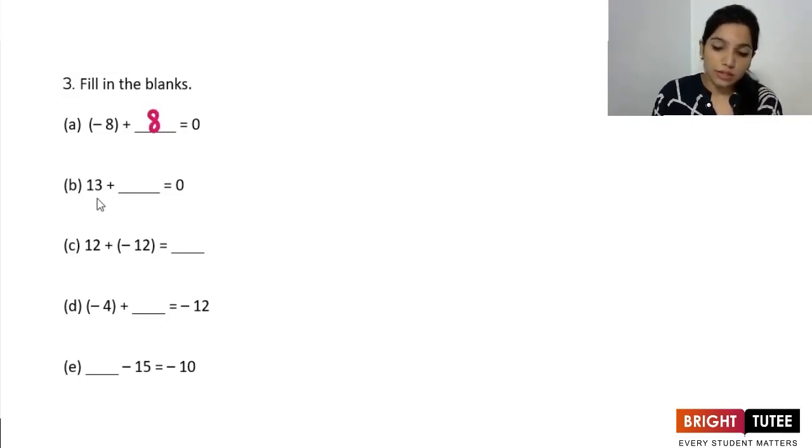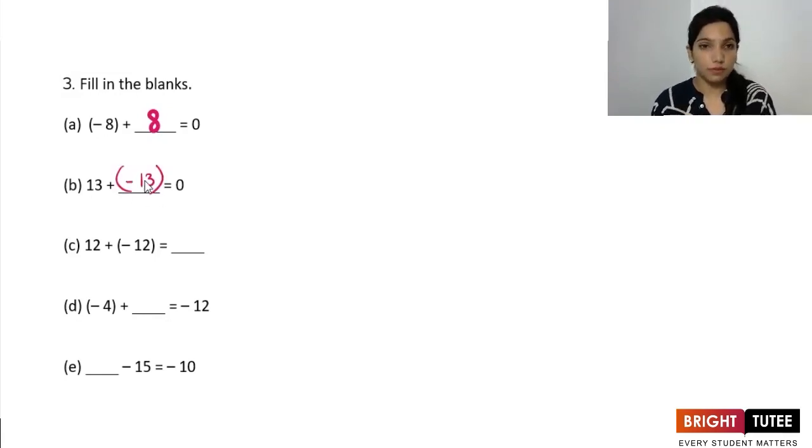What will you add to 13? That is plus 13 to get 0. It is minus 13 you will add, because minus 13 is the additive inverse of 13. Now plus 12 and minus 12, the answer is 0.